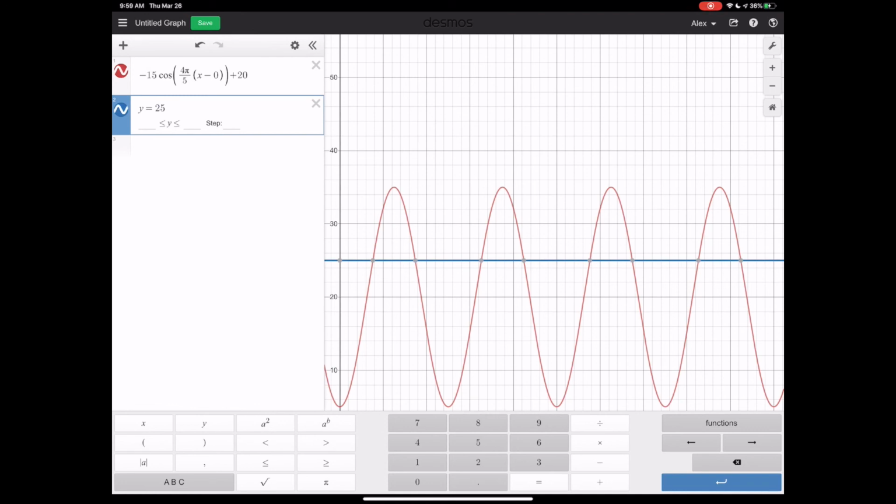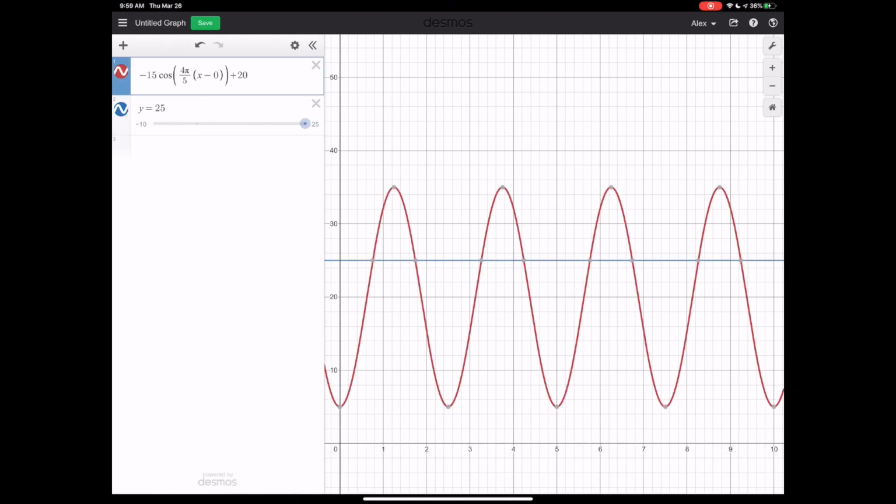And again, if I'm looking for the first 4 times, I'm looking for after 0. So starting at the lowest point here, the first 4 times would be here, here, here, and here. So those times are the x values. So that would be 0.76, 1.74, 3.26, and 4.24.